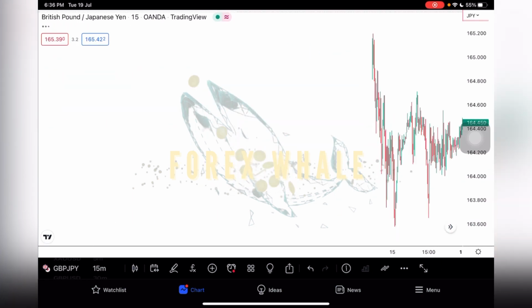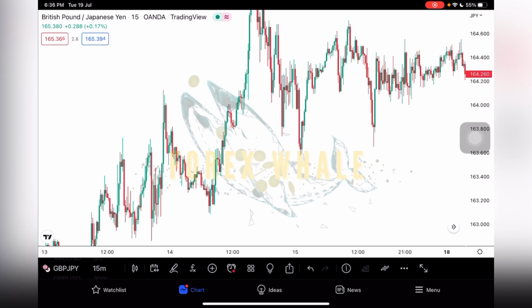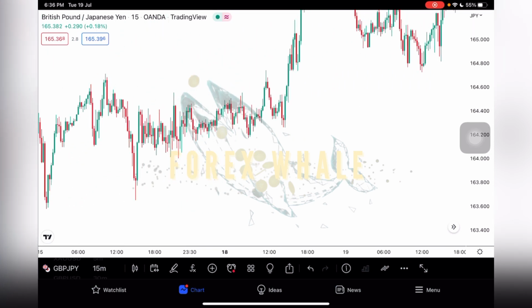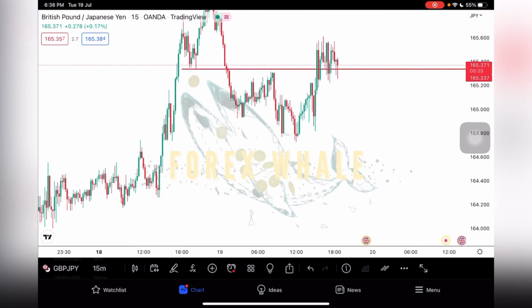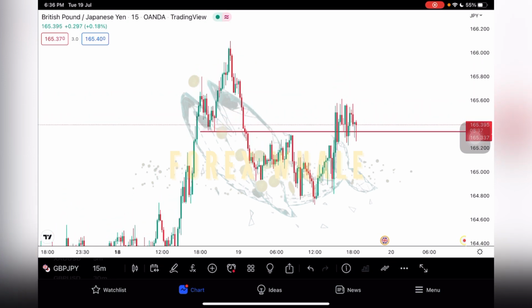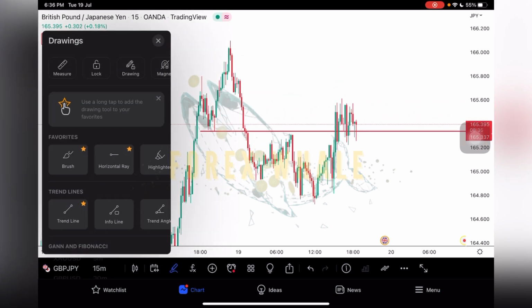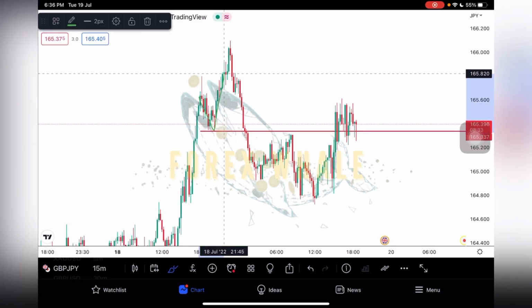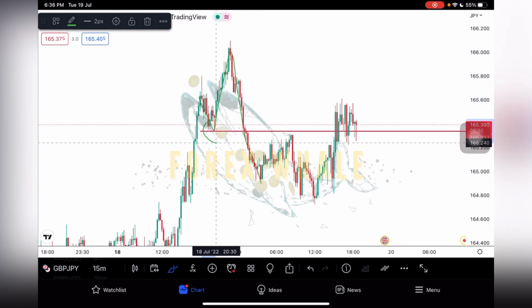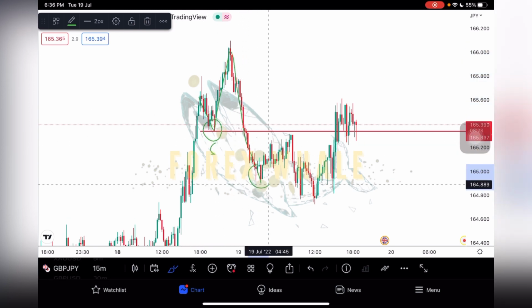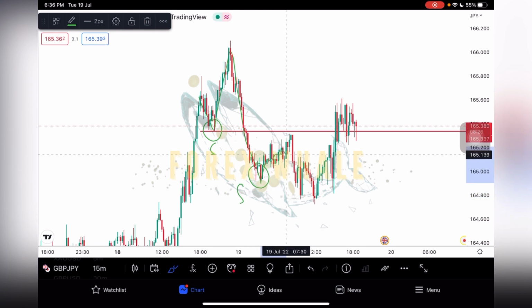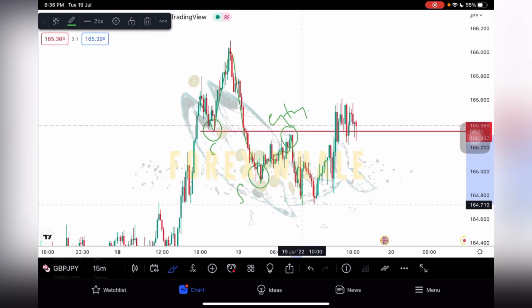Maybe we can look at another pair for SBR. Maybe there's another example of an SBR. Same goes for this. Okay, so you see there's a support level here, support broken, price created a new support, price does its pullback, and then you place your entry here. So this is an example of a first entry SBR.